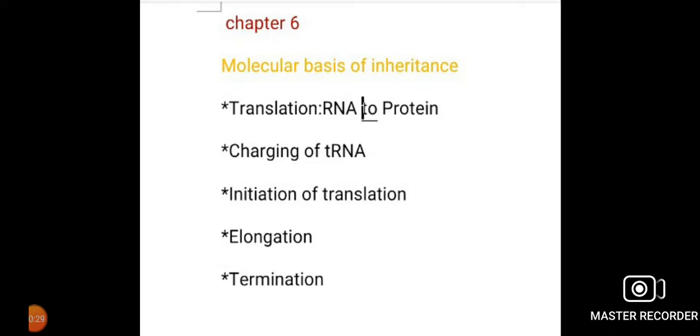Now according to the base sequences or codons of RNA, amino acids are joined to form a polypeptide chain and later they'll be forming protein. So this process is known as what? Translation. Understood? And translation takes place where? In the cytoplasm, especially in the organelle called the ribosomes.